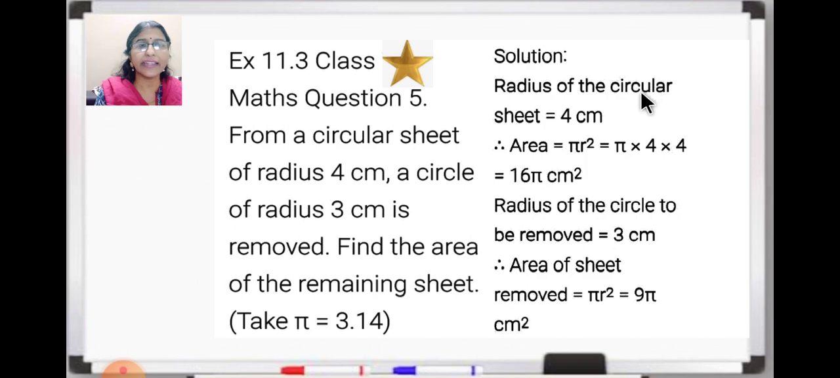First, the radius of the circular sheet. You can see here, the first one, radius is given as 4 cm. So we'll find out the area of this one. Now here first we'll write down the formula, pi r square, is equal to pi. We'll take the radius as 4. First 4 into 4, so it will become 16. 4 4s are 16 pi centimeter square.